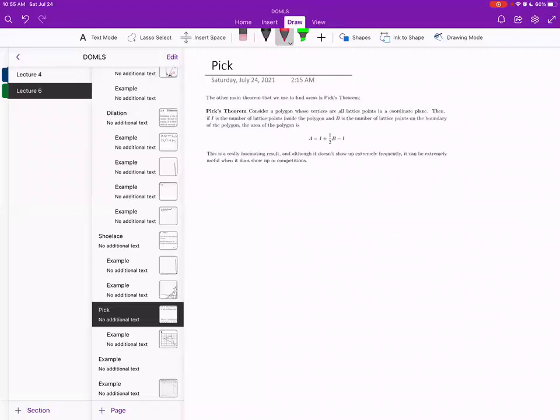So now let's talk about Pick's theorem. If we have a polygon, all of whose vertices are lattice points on a coordinate plane, and I is the number of lattice points that are inside the polygon, and B is the number of lattice points that are on the boundary of the polygon, then Pick's theorem tells us the area in terms of I and B. It says that A is equal to I plus half B minus 1.